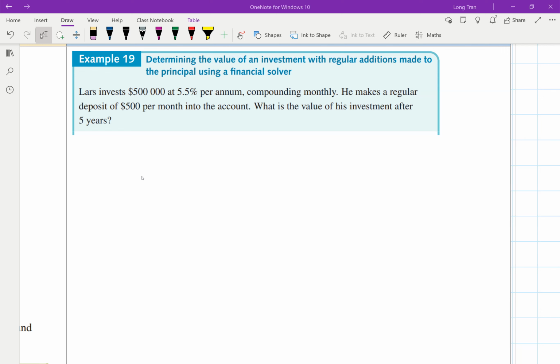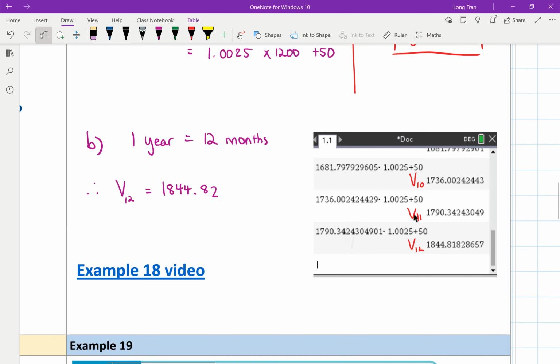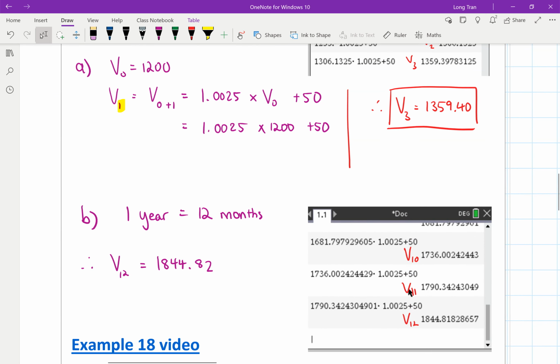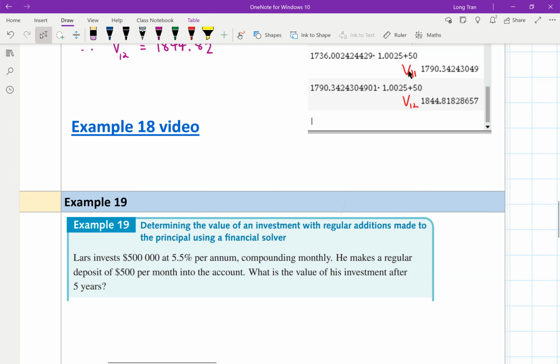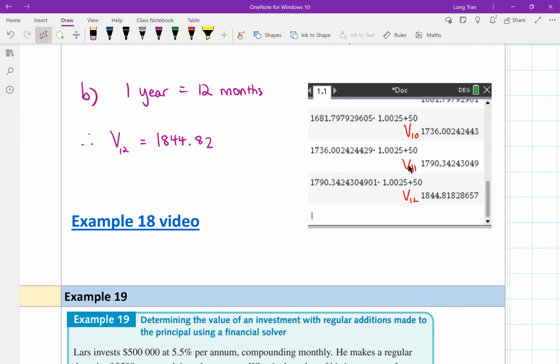Hey there, Year 12s. In the previous video, I mentioned that you can do regular payments like this using the recursive model and then find the amount in, say, 12 months or after 12 payments. The problem is that you don't want to be pressing enter too many times. Say if I want to know after 99 payments, you don't want to be doing 99 enters. There has to be a quicker way.